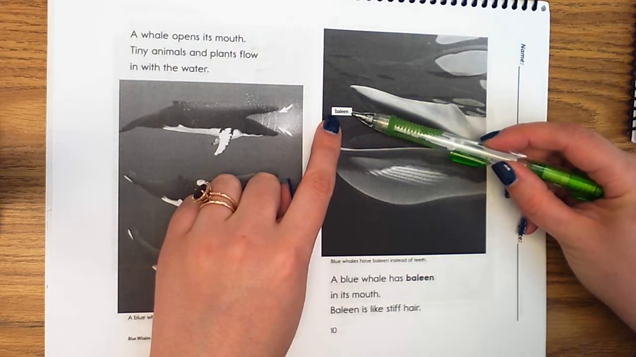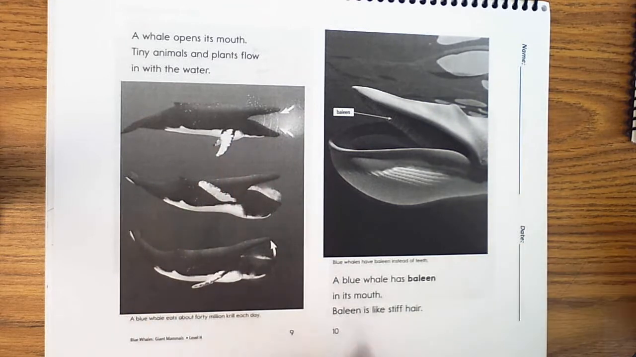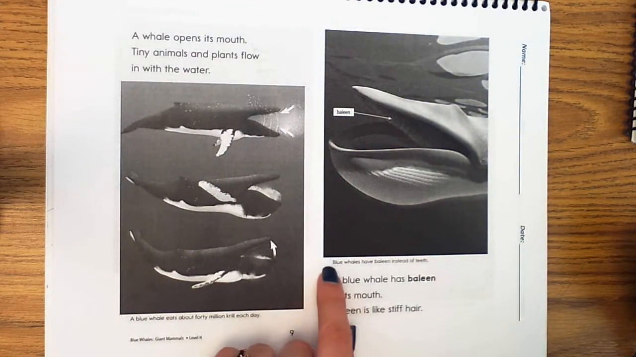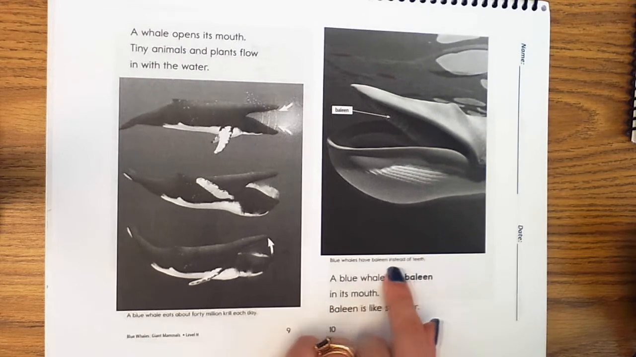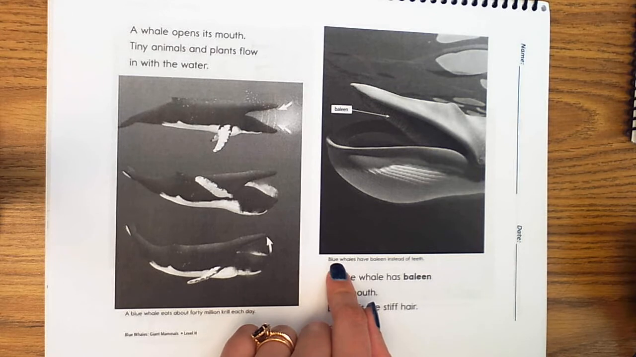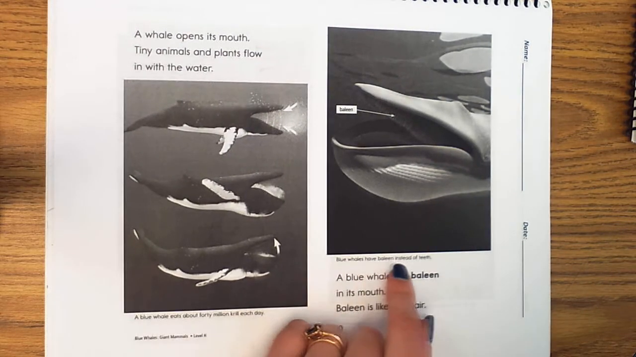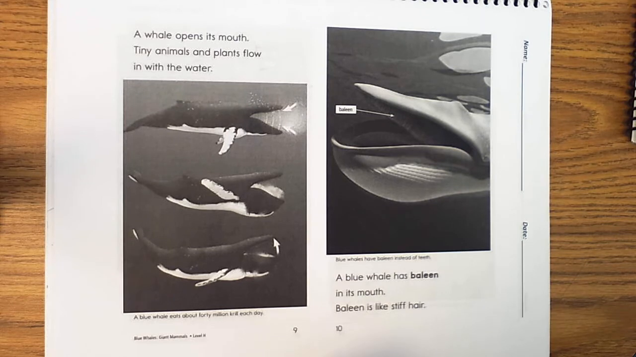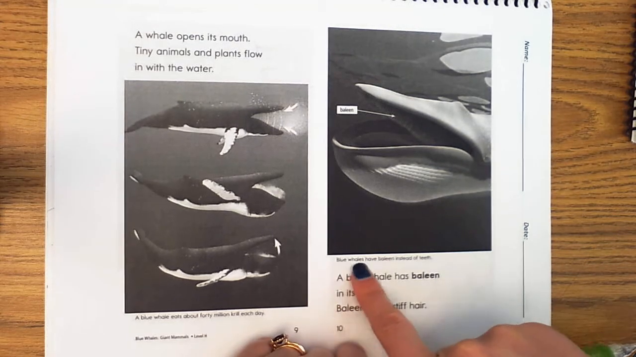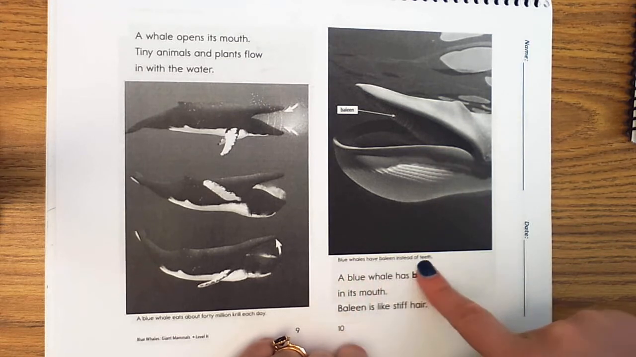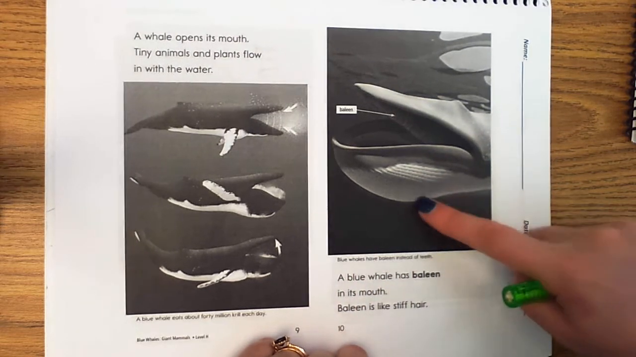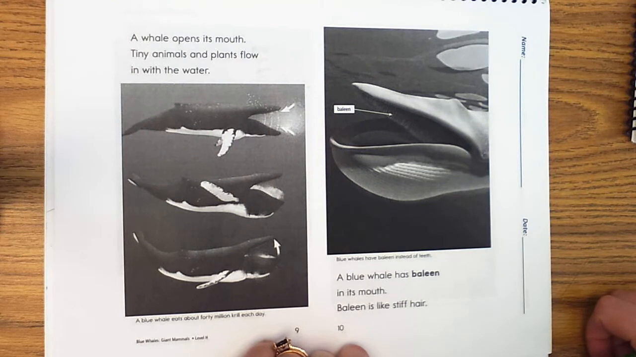But another text feature that we see on page 10 in our blue ELA spiral of the text Blue Whales, Giant Mammals is right below our photograph. What do you call it, friends? You got it. This is called a caption. Good informational readers make sure they read the caption, or the words and phrases below a picture or a photograph, because it gives more information about that picture or photograph.